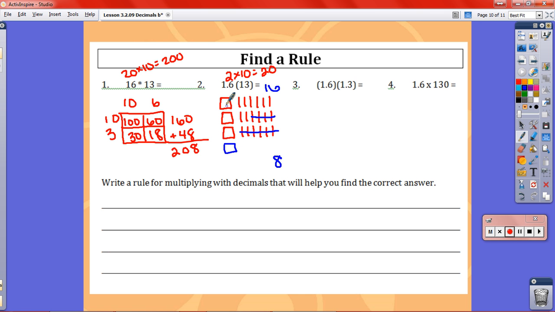And 1, 2, 3, 4 plus 6 is 10. And 10 and 10 makes 20. 20.8. And this would be 1 and 6 tenths. So that's 1 whole group and 3 tenths of a group.